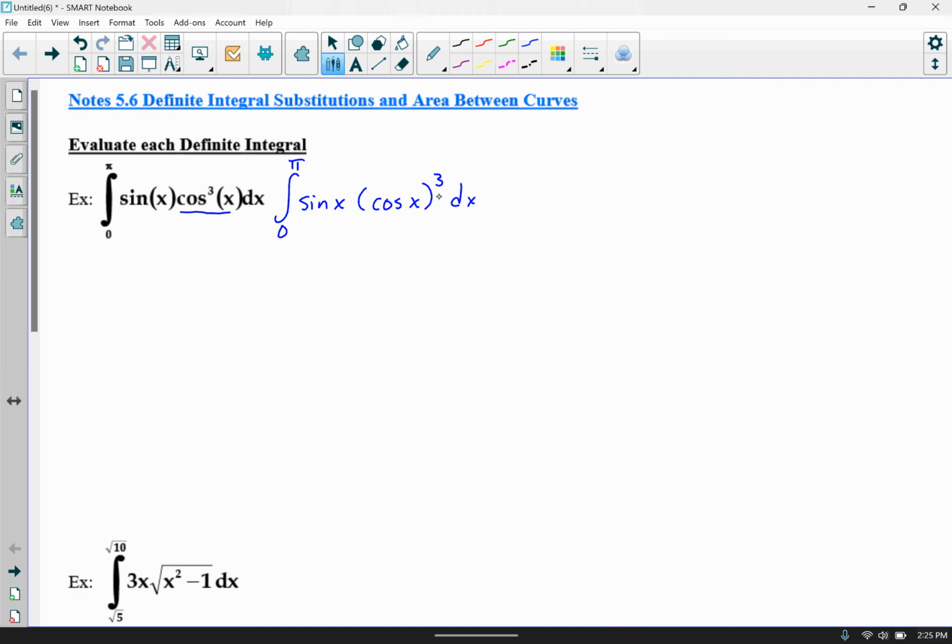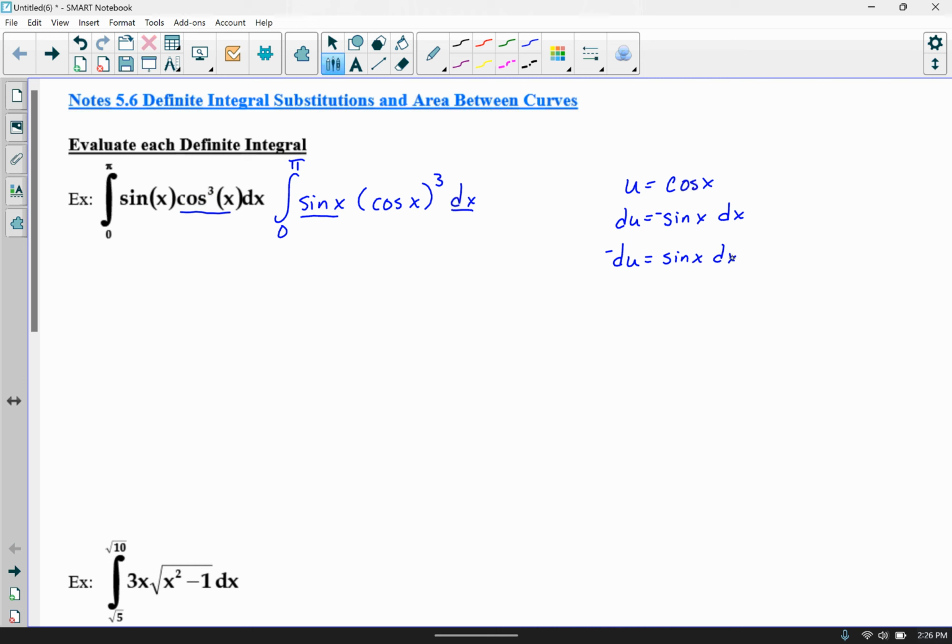All right, so now let's let our u be the function within a function. So let's let u equal cosine x, because now if I take the derivative of cosine x, I get a negative sine x dx. It's always taking the derivative of the argument itself, but the derivative of x here is just 1. So I get du as negative sine x dx. That takes care of my sine x dx, but I have an extra negative 1, so I'm just going to divide both sides by negative 1 and say negative du equals sine x dx.